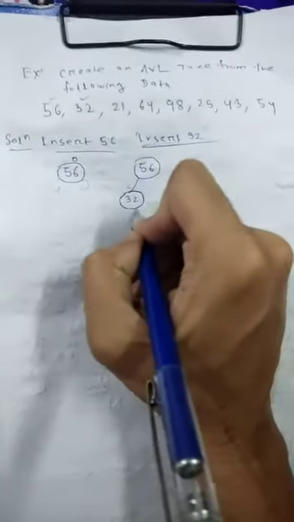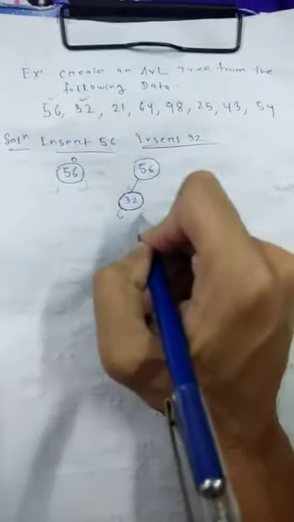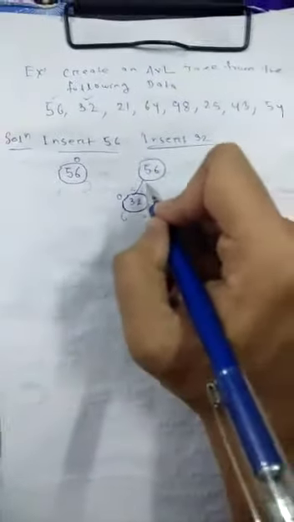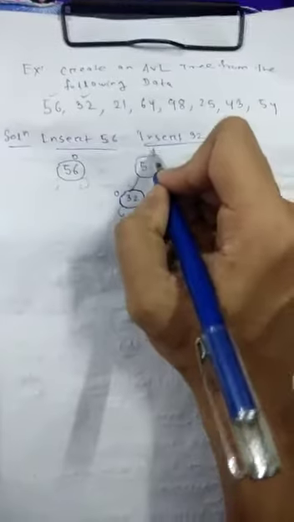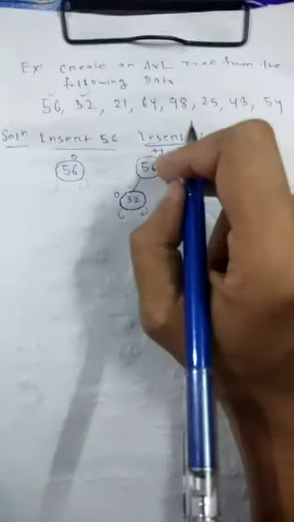Okay, then calculate the balance factor for 32. For this node, what is the balance factor? No left child, no right child, the balance factor is 0. For this node, what is the balance factor? The left subtree is 1 and right is 0. 1 minus 0, this is +1, so this is also a balanced tree. Next, 21 will come.